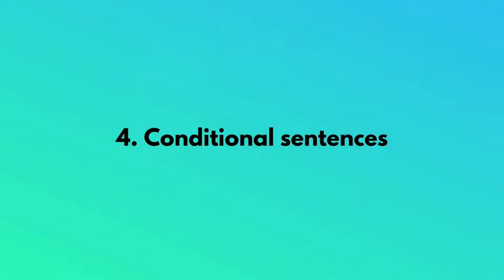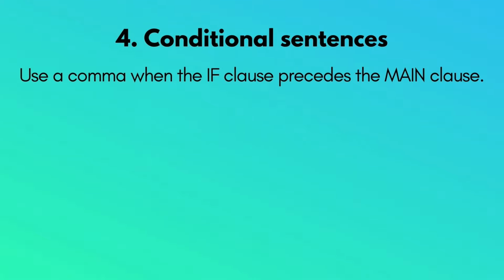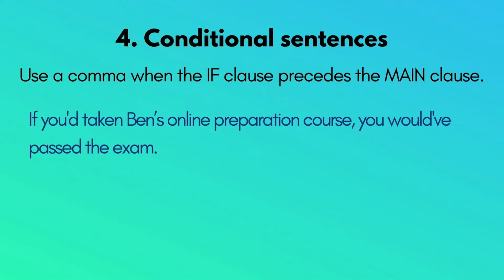So let's look at the last one, and this is everybody's favorite, conditional sentences. So conditional sentences, in this case, you must use a comma when the if clause precedes the main clause, and only when the if clause precedes the main clause. This is an example of a third conditional sentence. So, "If you'd taken Ben's online preparation course, you would have passed the exam." Yeah, sorry about that example, but you'll forgive me. So if you'd taken Ben's online preparation course, comma, so this is the if clause, and then you would have passed the exam, that's the main clause.